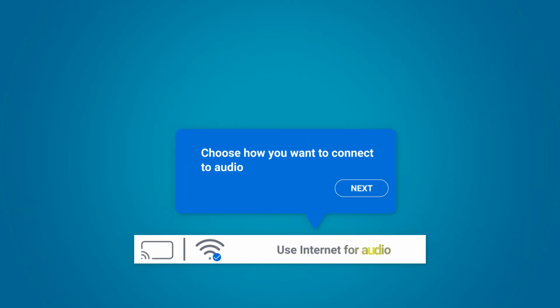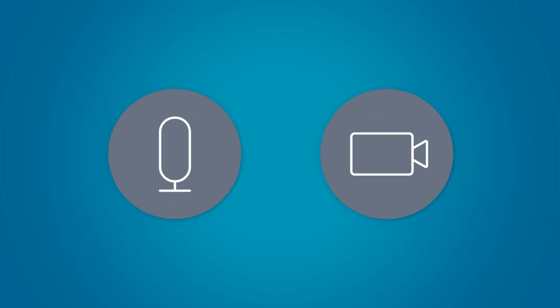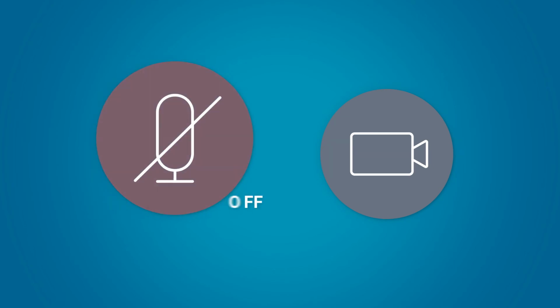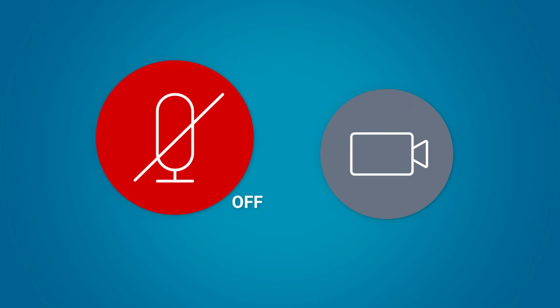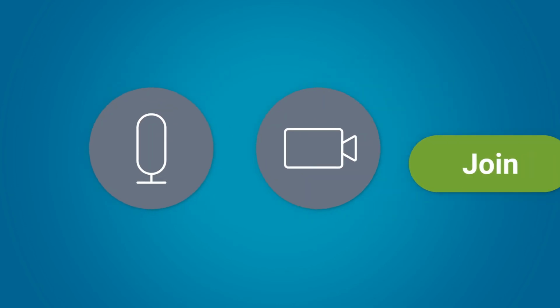Choose how you want to connect audio. Use the default Use Internet for audio. Select Next. Select OK. Ensure the audio is on. Audio on or audio off. Ensure the video is on. Video on or video off. Select the green Join button.